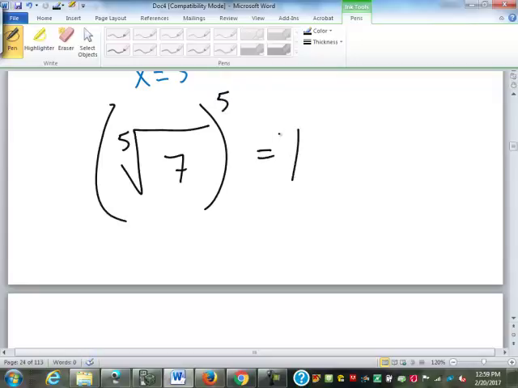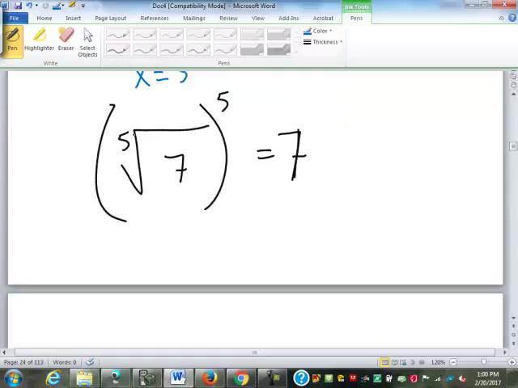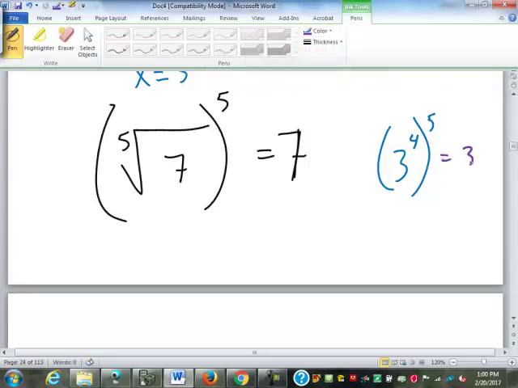So the 5th root of 7, the 5th root of 7 to the power of 5. The 5th root and the 5 undo each other, right? Well, if I had like 3 to the 4th power to the power of 5, what would I do with those powers? I multiply them. I get 3 to the 20th power.